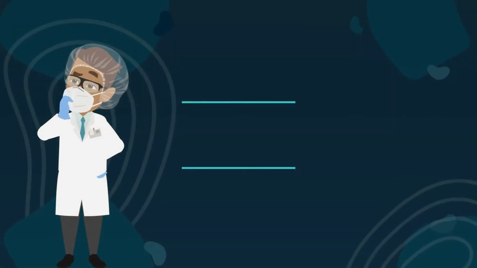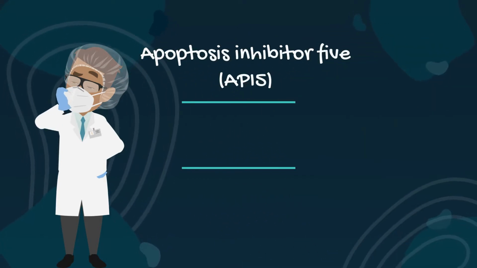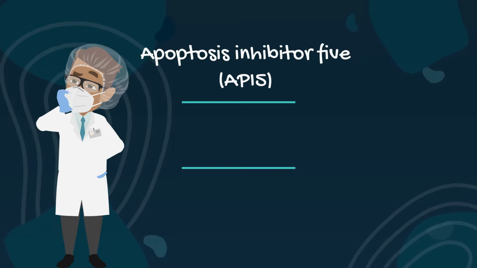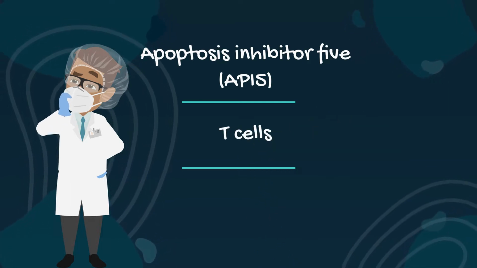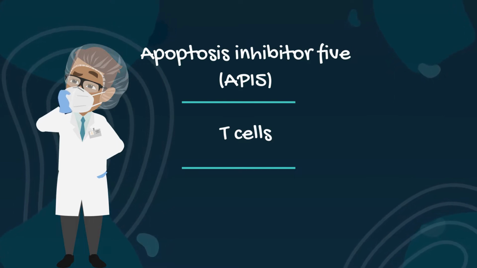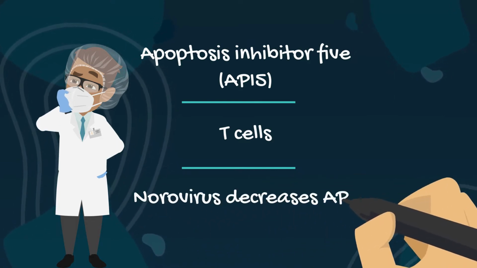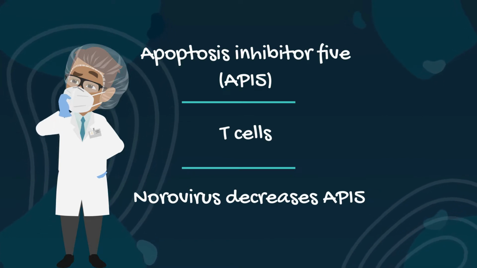These researchers also found that a protein known as apoptosis inhibitor 5, or API5, which is produced by a type of cell in the body known as T cells, may, in fact, be protective against Crohn's disease. In the research mice, it seemed that norovirus inhibited the API5 protein, which decreased this protective factor.